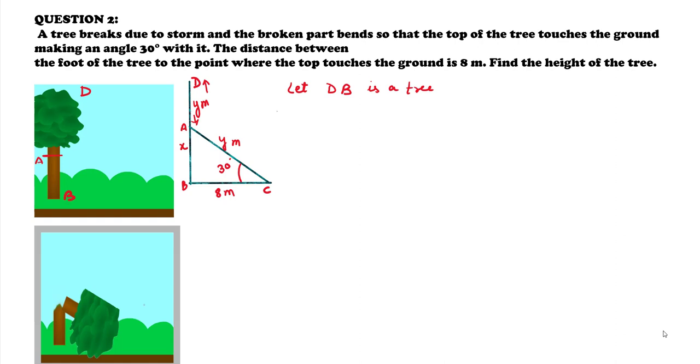Question 2. A tree breaks due to a storm and the broken part bends so that the top of the tree touches the ground, making an angle of 30 degrees with it. The distance between the foot of the tree to the point where the top touches the ground is 8 meters. Find the height of the tree.